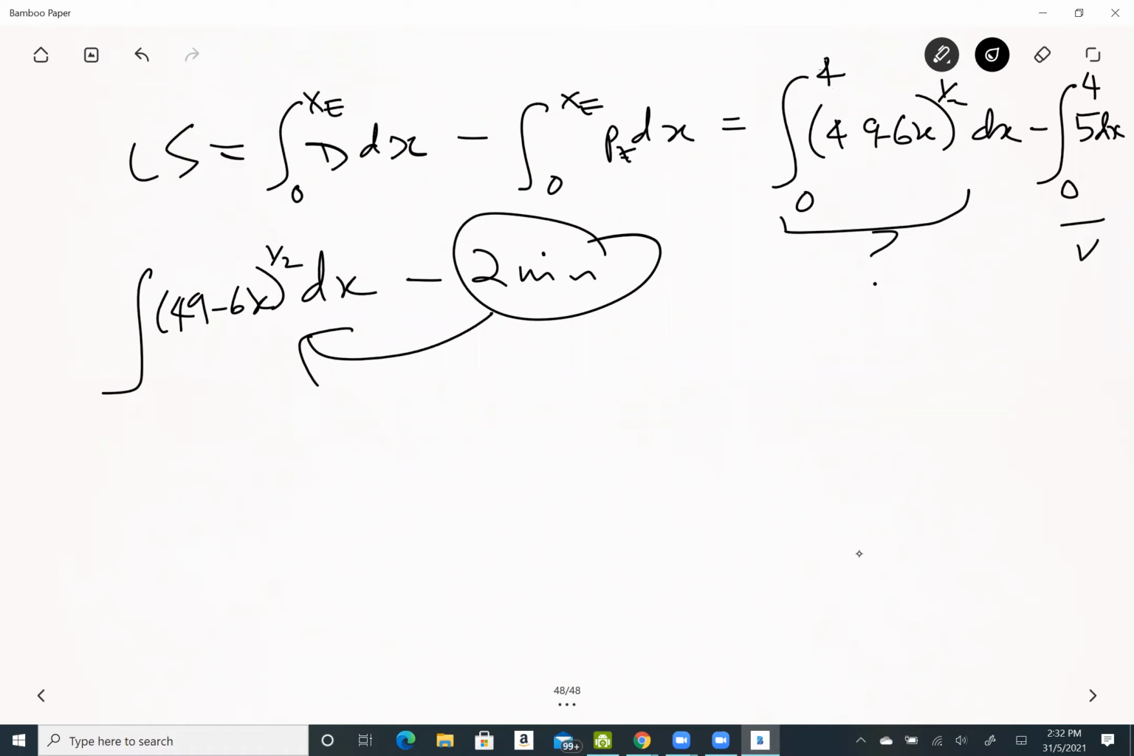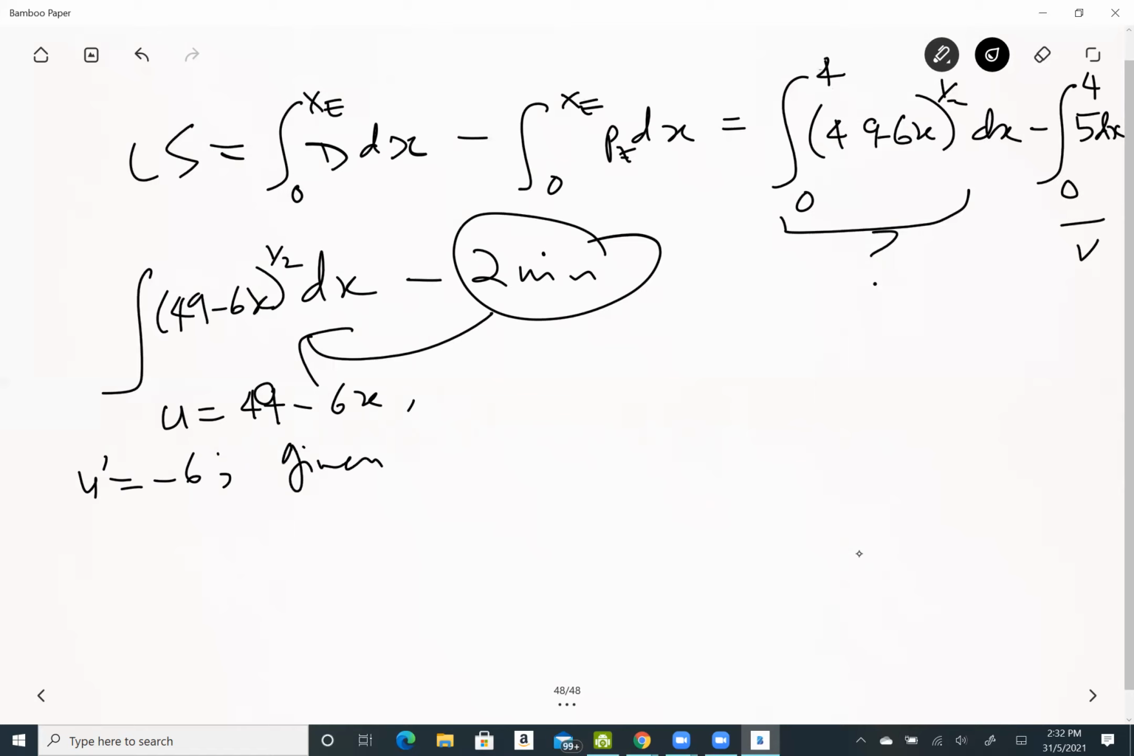Okay, you got it? Now, if I let u be equal to 49 minus 6x, what is u prime? U prime is equal to negative 6x. So in order for you to get the u prime, you have to multiply by what? Into the integral. What you have is only 1, which is not equal to the u prime. U prime is negative 6. So to get negative 6, what do we do?